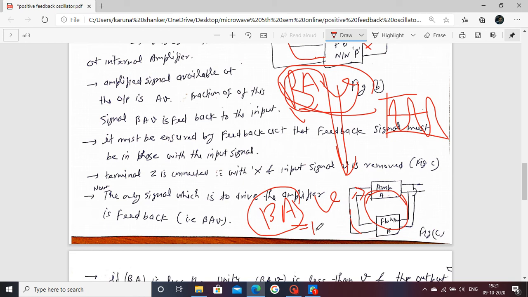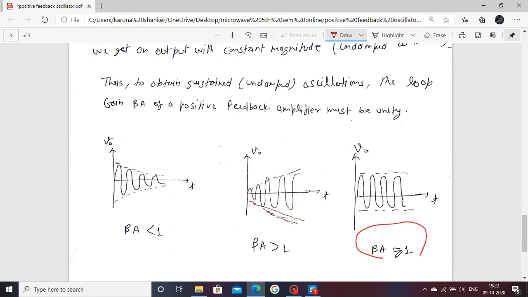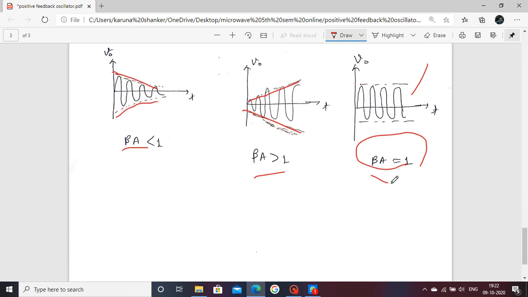Now, if beta A is less than or greater than 1, what happens? To observe this diagram, if beta A is equal to 1, then sustained oscillation comes out. If beta A is less than 1, then the amplitude of the sinusoidal signal decreases. If beta A is greater than 1, then it increases. Generally we need a sustained oscillation, that's why we follow the Barkhausen criteria, beta A equal to 1.